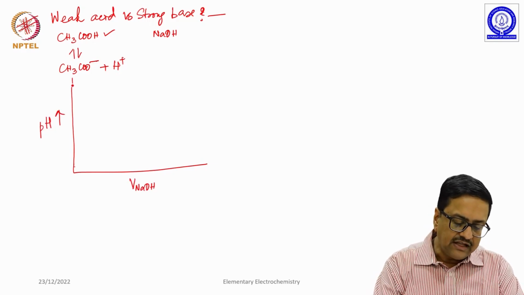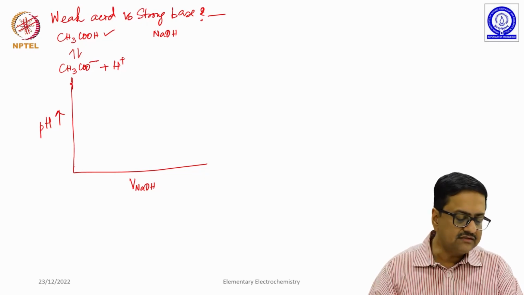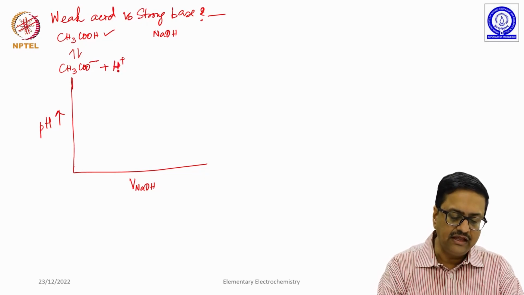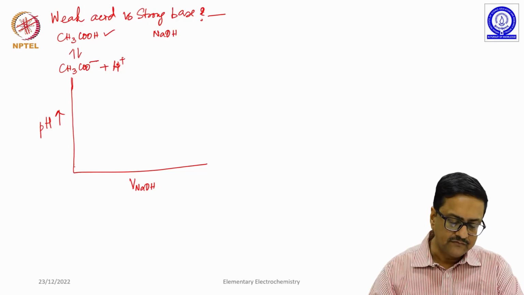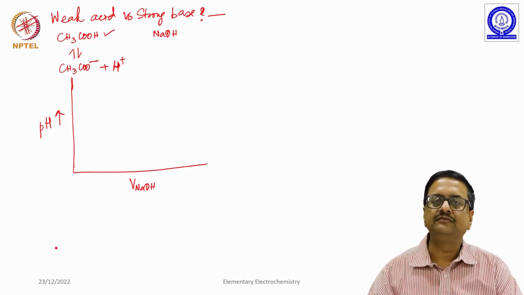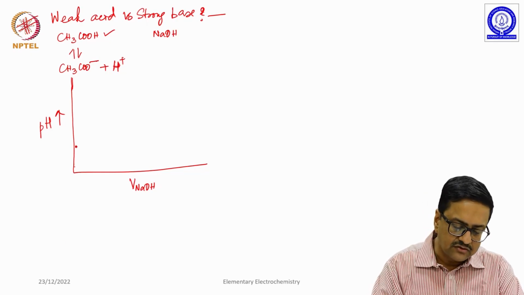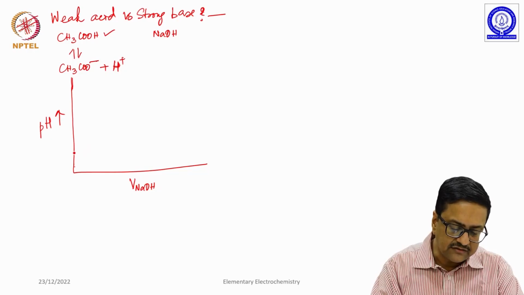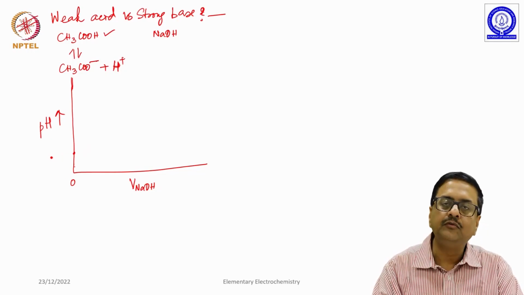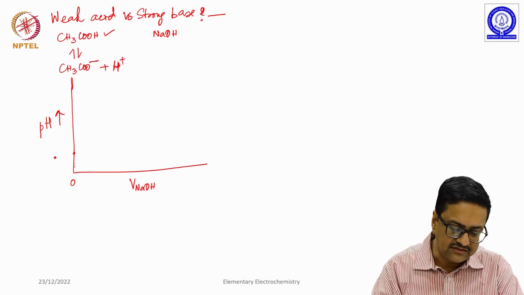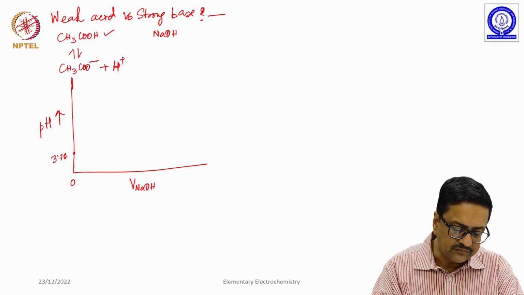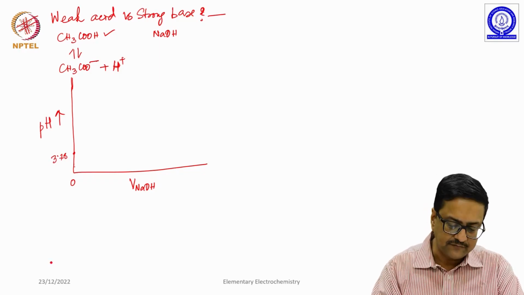Now, in this case what will happen? When you have H plus ions very little, the concentration of H plus ion is less. So, at the beginning, at 0 volume of NaOH, the pH will be a little more than for the strong acid, around 3.7 to 3.8.